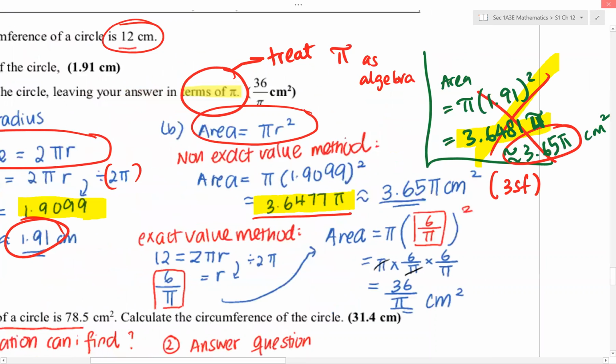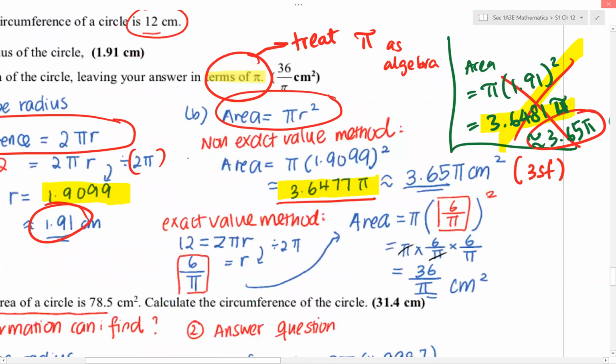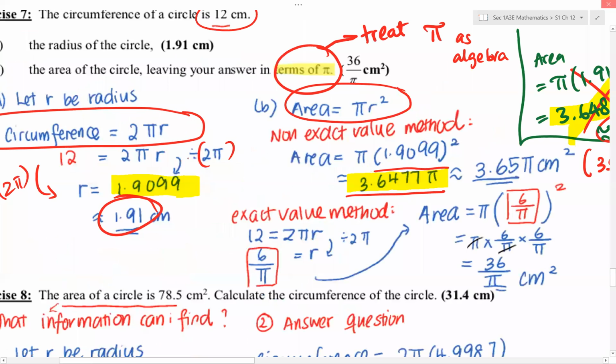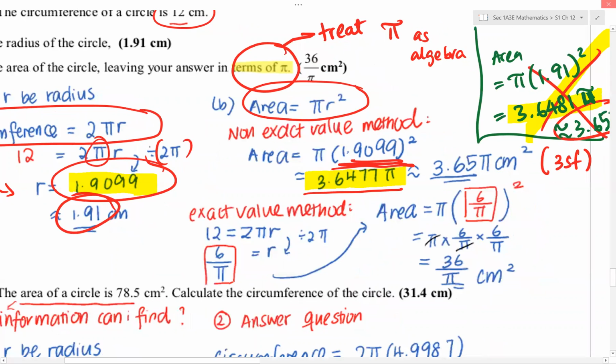Why is it not exact? Because we use 1.9099. 1.9099 was 5 SF, which is good enough. But is that the most accurate? No, it wasn't the most accurate, because we did some calculation over here. We divided by pi. So is there a way where we can find the most exact area in terms of pi? Turns out there is. Okay, I'll be doing it over here. What did they say for the circumference? Circumference is 12. So I'll redo it.